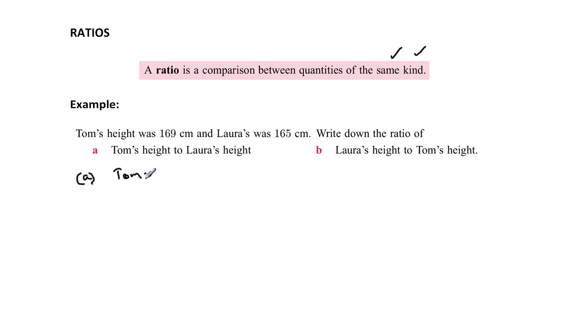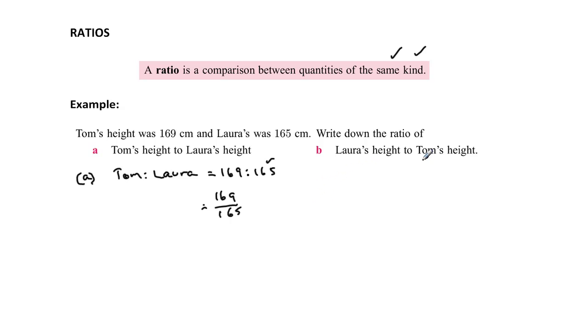So there's Tom using the ratio symbol, and there's Laura, and that gives us 169 to 165. Now that can also be written as a fraction. So a ratio in fact is just another way of writing a fraction. 169, the first term is the numerator and the second term the denominator. And we leave it as an improper fraction. So that's exactly the same way, but leaving it like this is probably the best way in this case.